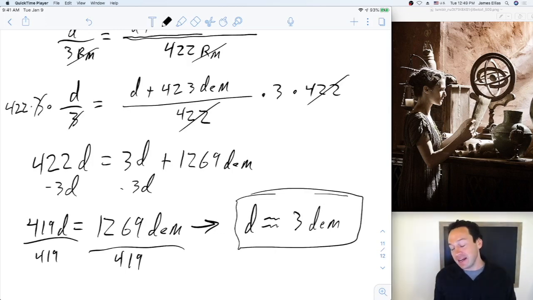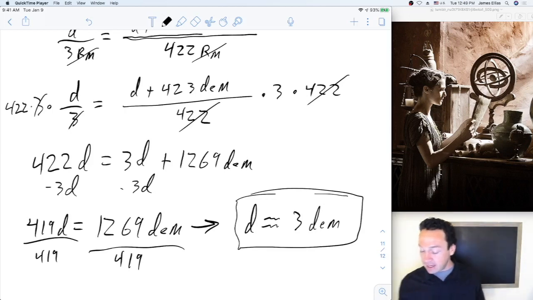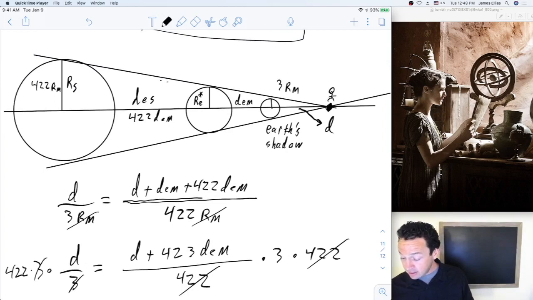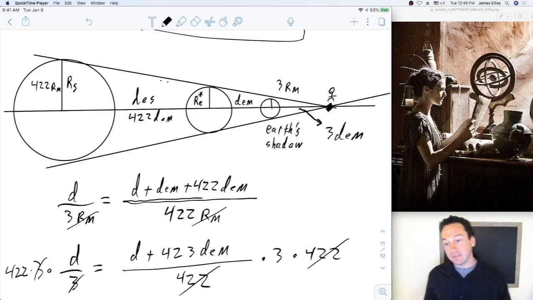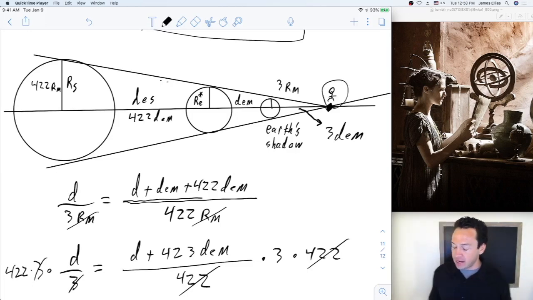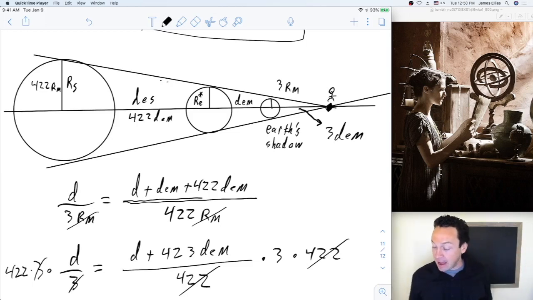So we've eliminated a variable. Look at that. We've written this variable in terms of another variable. So instead of writing D right here, I'm going to write 3 DEM. Okay, we figured out that distance. It turns out the distance from the Earth's shadow to this point where you start to see the sun peek out from behind the Earth turns out to be 3 times the distance between the Earth and the moon. It turns out that it's about that much, okay?